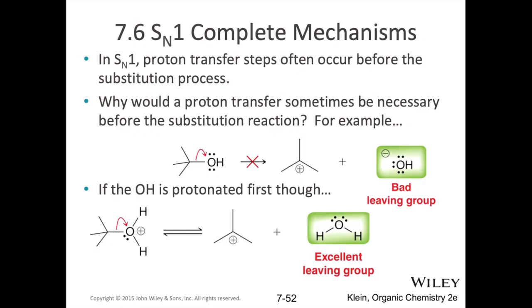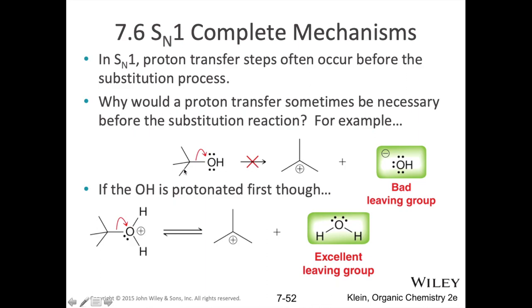Okay, so one of the things that causes this is that if you were looking at just the mechanism without those steps, your leaving group might not be a good leaving group, right? So here's an example of an alcohol group. An alcohol group leaving as a hydroxide in an organic solvent is less likely. Okay, so hydroxide's not a good leaving group in this situation. It might be great in water or something, but probably not in an organic solvent like this.